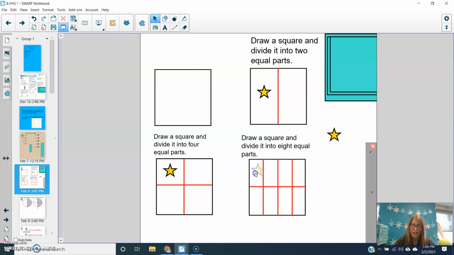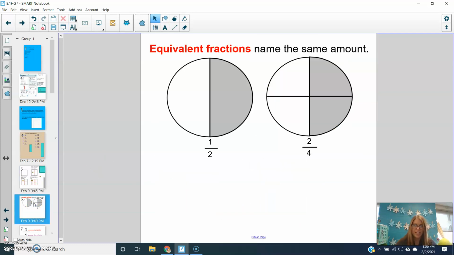Now, if I put a star and cover one of the pieces, what fraction is covered by a star? And it would be 1/8 because 1 out of a total of 8 pieces. So we're going to continue talking about fractions on this next part.